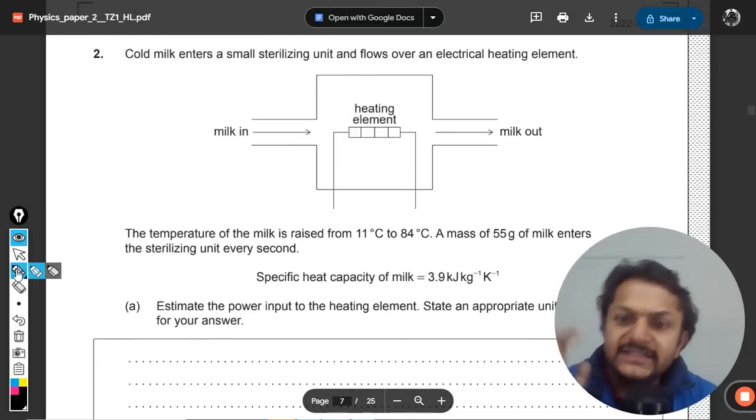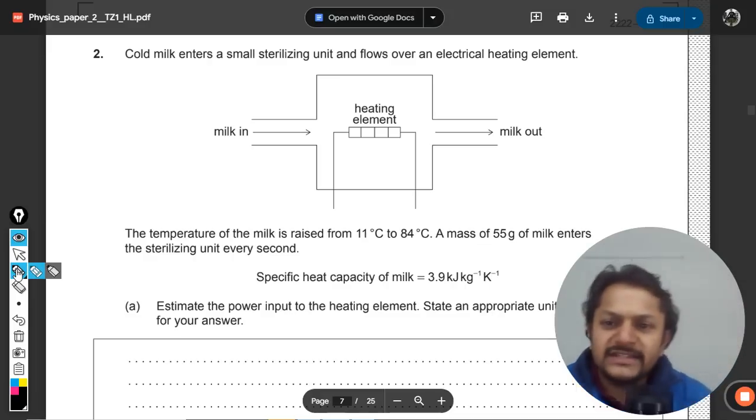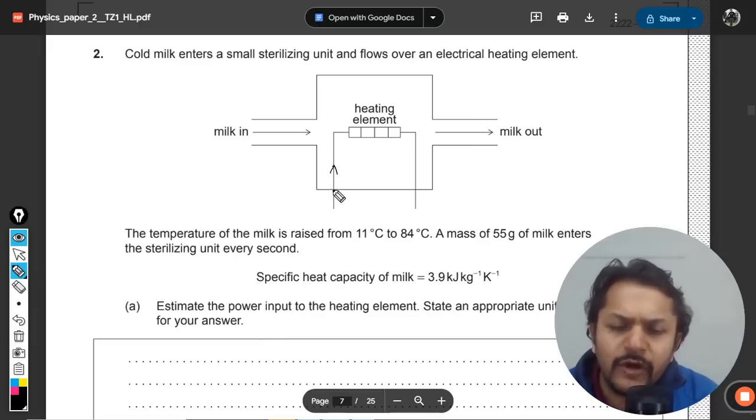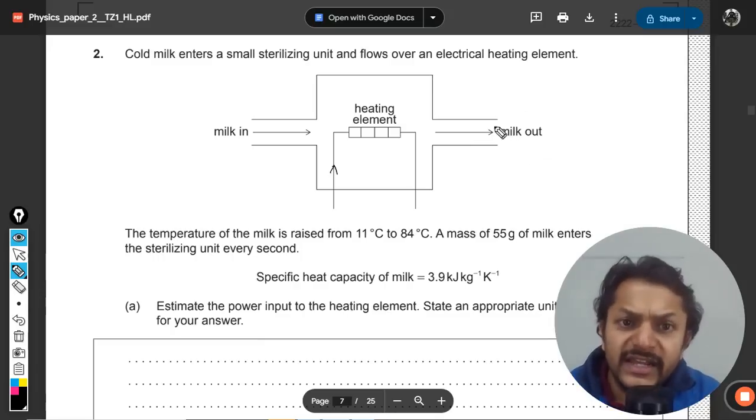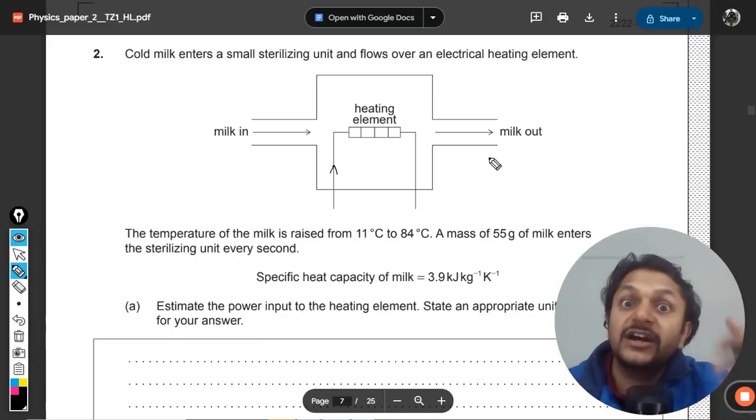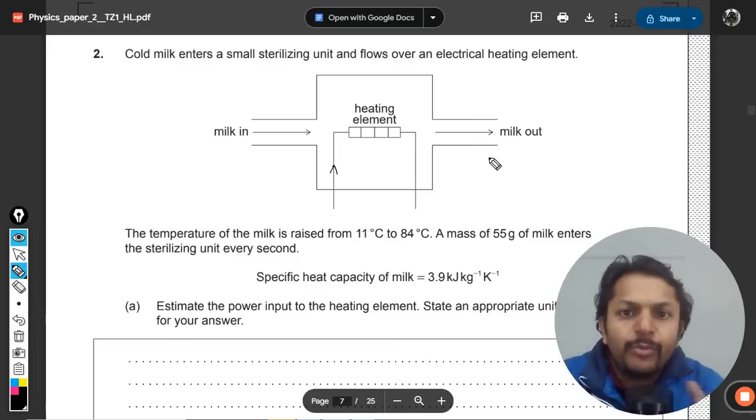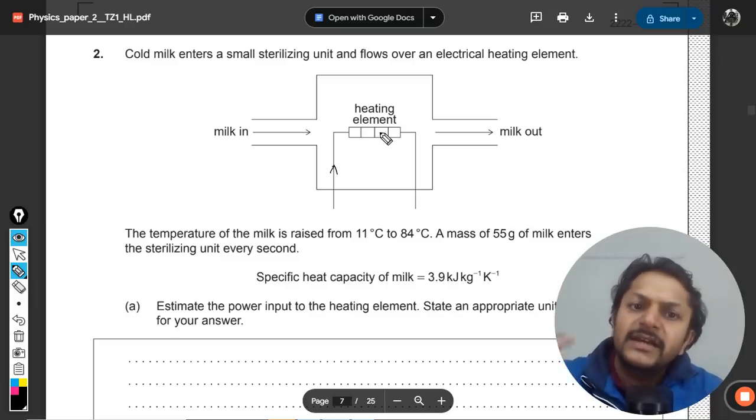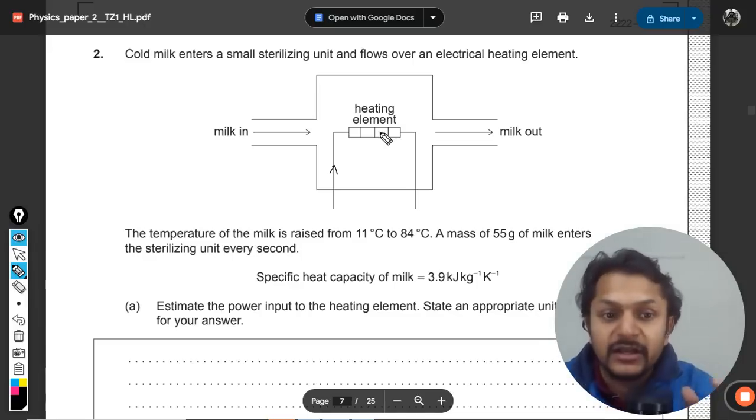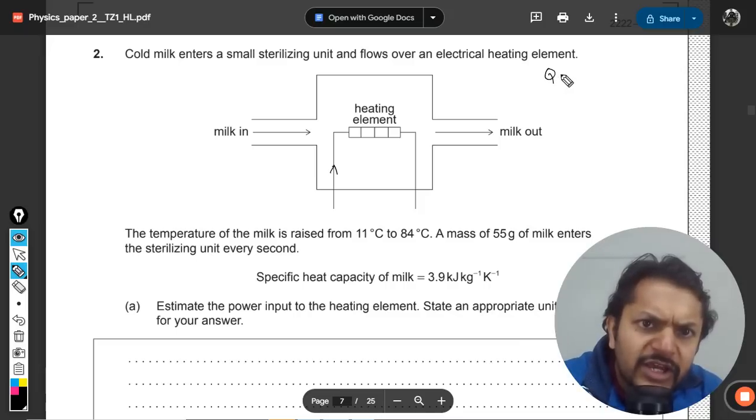Okay, so the question says, be very specific about it. The question is, estimate the power input to the heating element. So, what is the power input? Obviously, the heat which is taken up by milk should be regarded as the energy taken up by the milk. It is not the power which is given to the heating element, but we can just assume that 100% of the energy which is given to the heating element is transferred to the milk, so that the same amount of energy is used to raise the temperature of the milk. Accordingly, we would be using the formula Q is equal to mc delta T.